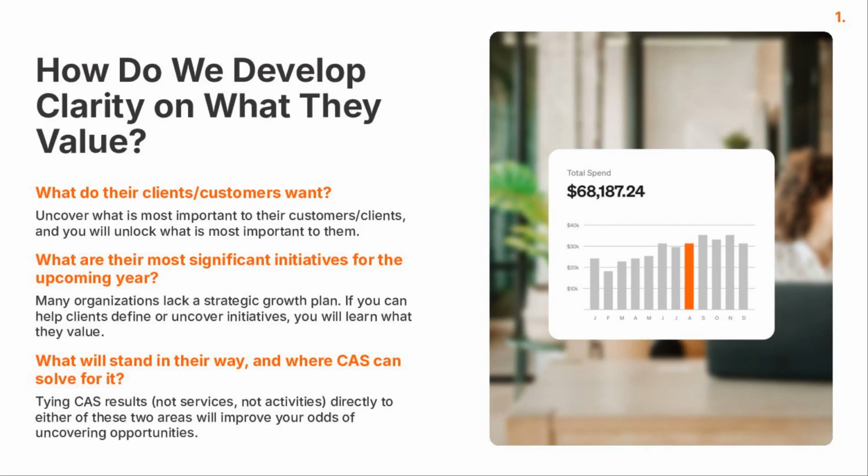So when you are thinking about or working with your teams on how to position CAS and have these advisory conversations, just ask yourself the question, are we talking about services and activities, or are we talking about results? So that can help build the awareness of how we're positioning the conversation and how we're positioning the value.